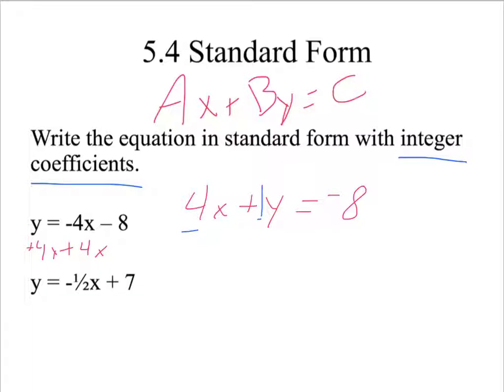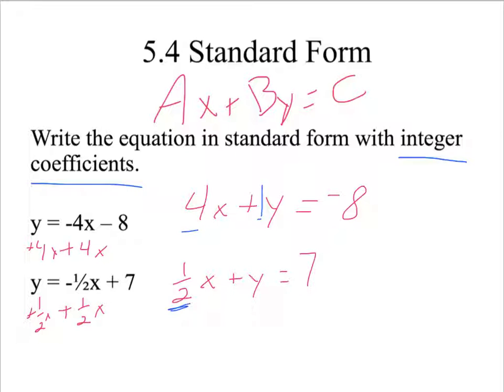Next one, let's deal with one where we may not have an integer coefficient. Okay, the very first thing I want to do before I finish, I want to make sure I have standard form. So I'm going to add half x on both sides because I want x and y on the exact same side because that's standard form. So now I have half x plus y equals 7. And notice, if you look at half, 1/2, that is not an integer. It is a coefficient, but it's not an integer. It's not a positive or negative whole number.